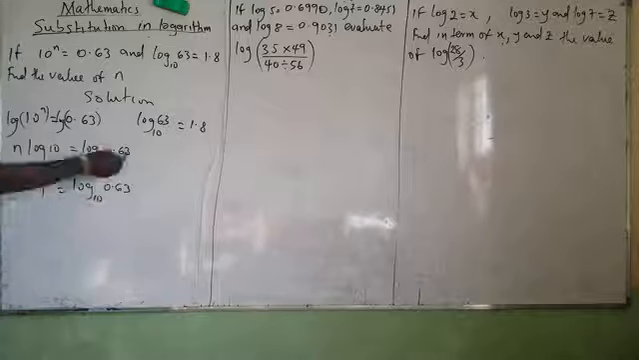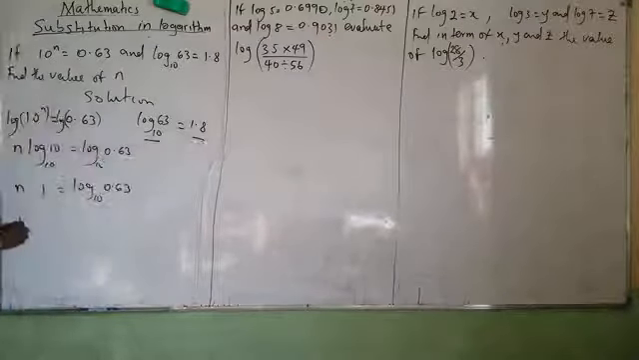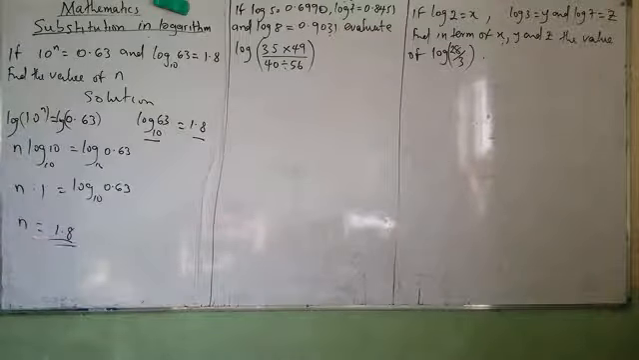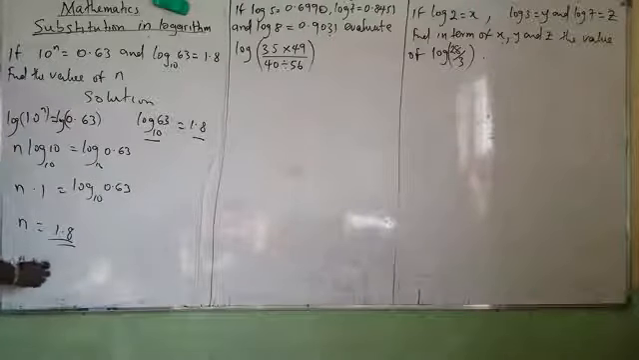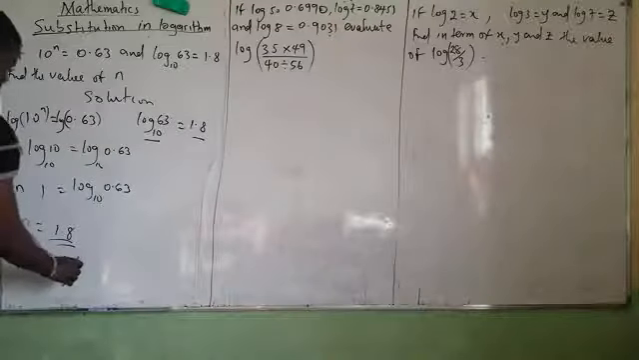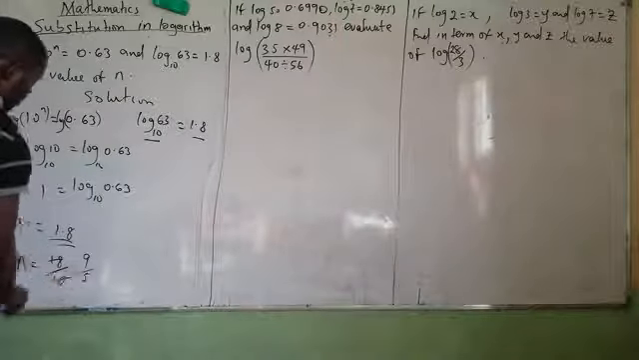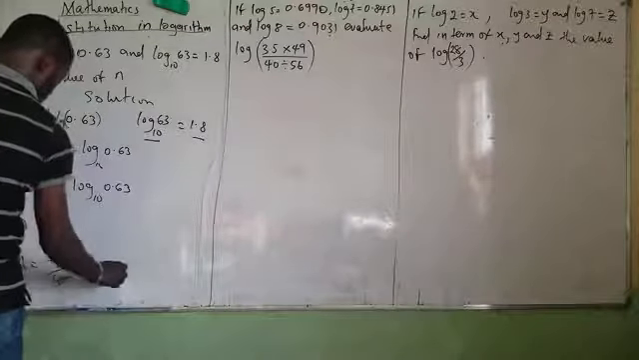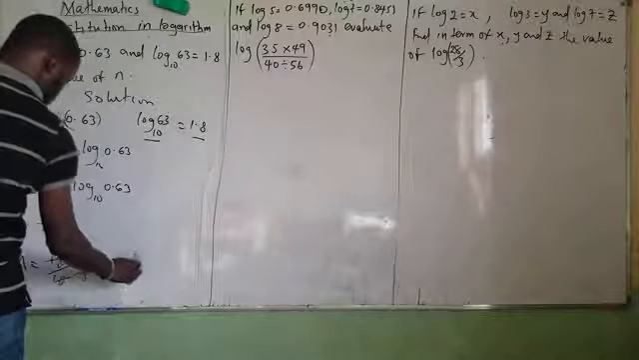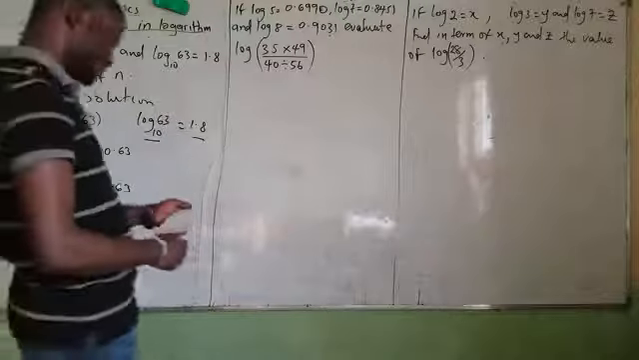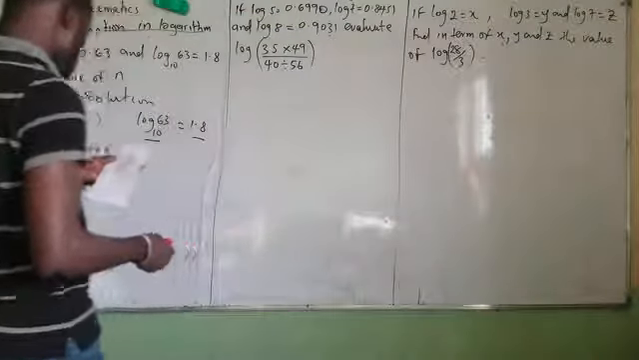Now, we were told that this equals this. It means n equals what? 1.8. That is my answer. It means my n equals 1.8. For you to show that you know mathematics very well, you can write 18 over 10. No problem. Which you can also say as 9 over 5, which you can also say as 1 whole number, 4 over 5. That is what you can do there.